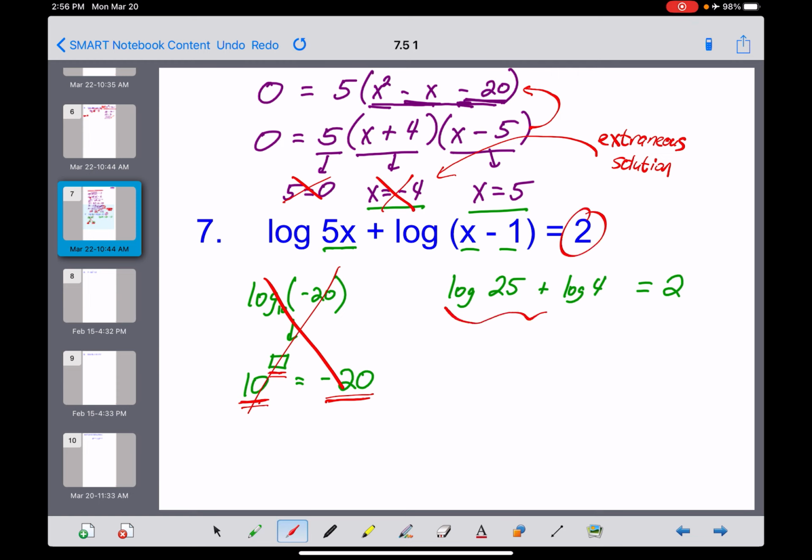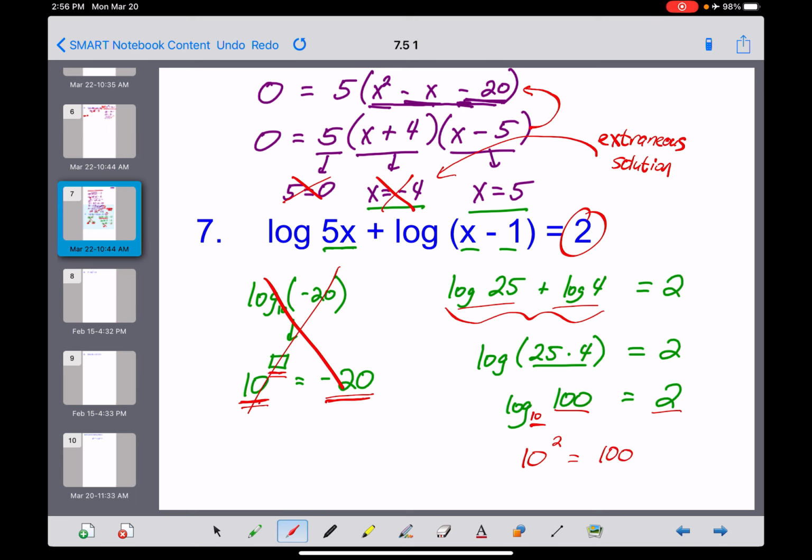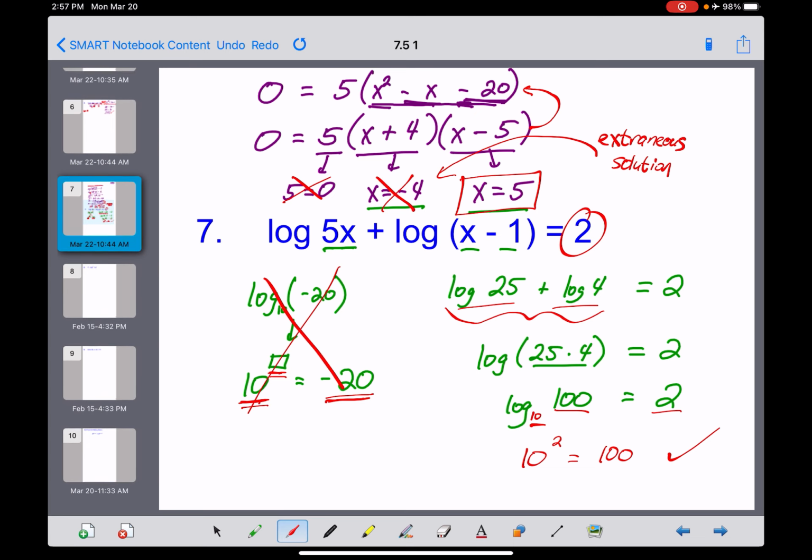You could have also realized that you can use, like we did before, the product property to combine these two logs. This becomes the log of 25 times 4. Does that equal 2? Let's see. This is the log of 100 equals 2. And remember that log without a base means base 10. Is it true, everybody, that 10 raised to the second power is equal to this number here? Yep, that one works out, so I feel pretty darn good about x equals 5 as a solution. But we found an extraneous solution, and we had to throw that one out. So there really is only one answer to this problem, and it's x equals 5.